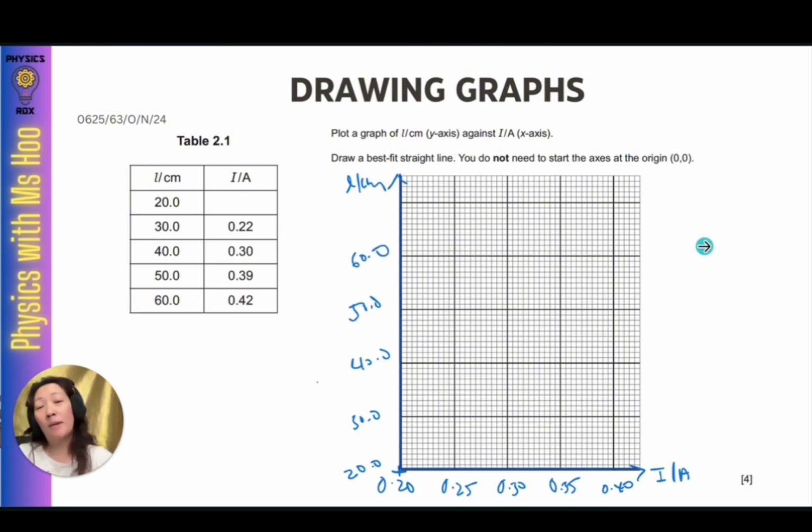Sometimes you may be required to draw a best fit curve, sometimes you need to draw a best fit straight line. The good news is that the question would normally tell you what kind of shape to draw.